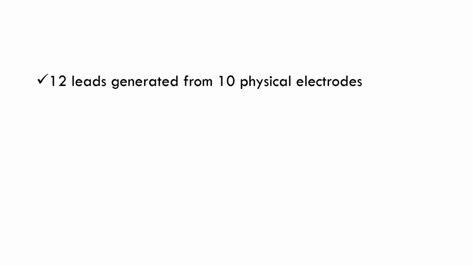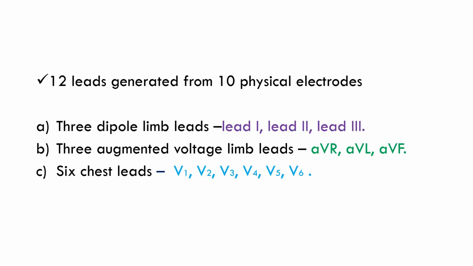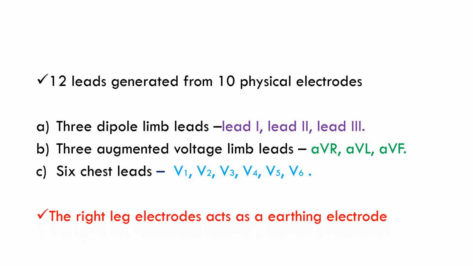There are 12 leads generated from 10 physical electrodes. 3 bipolar limb leads, lead 1, lead 2, lead 3, 3 augmented voltage limb leads, AVR, AVL, AVF, and 6 chest leads, V1, V2, V3, V4, V5 and V6. The right leg electrode acts as an earthing electrode.